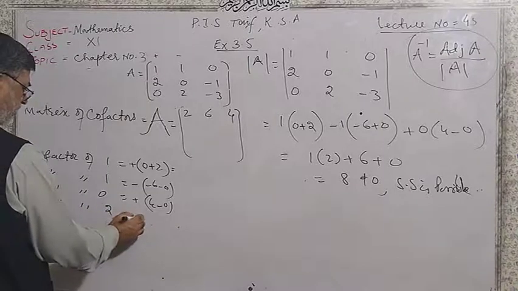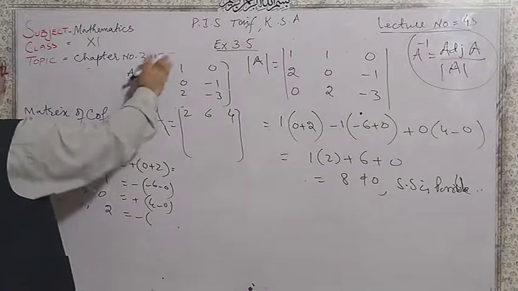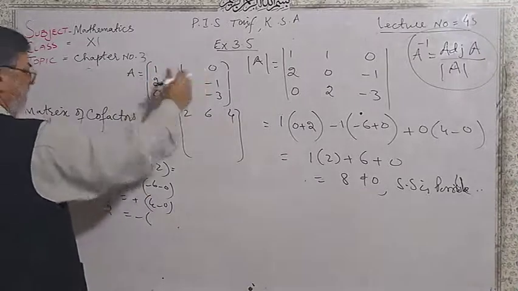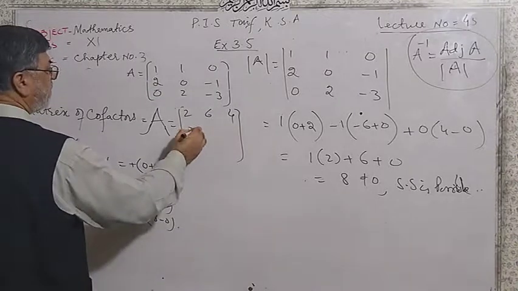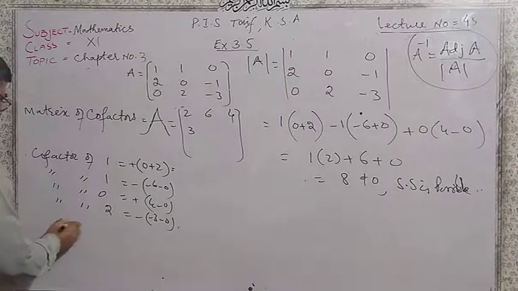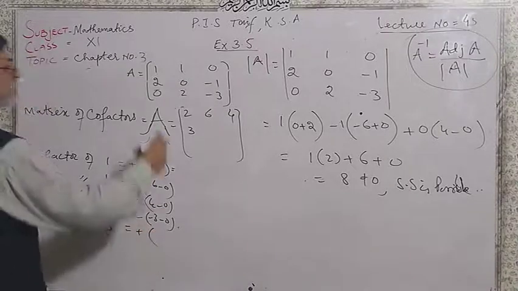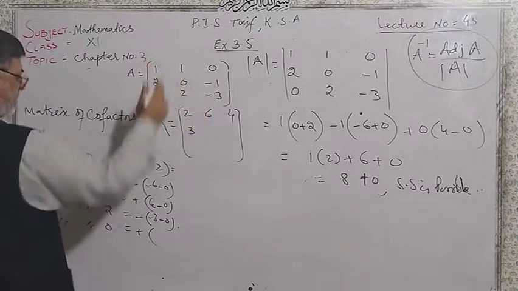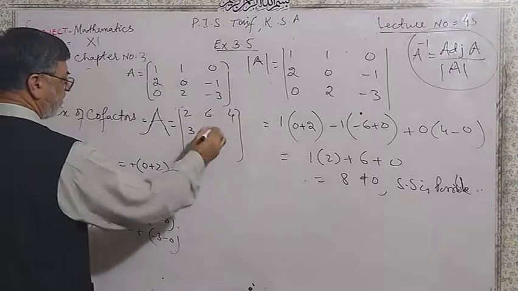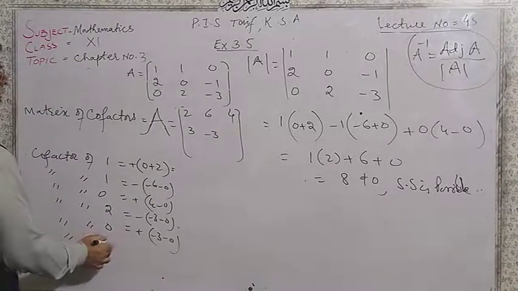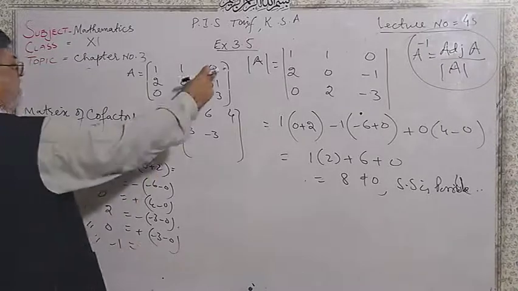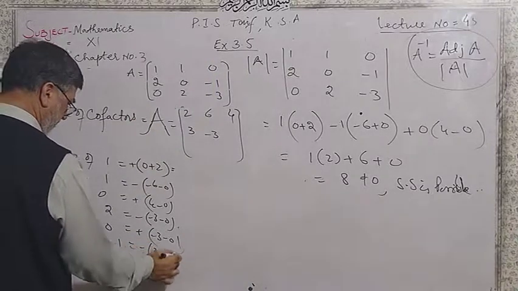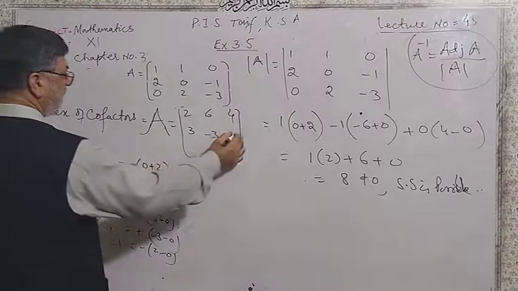Then cofactor of this 2. Here it is plus, minus, plus, minus. Then remove this row and column, AD minus BC. Minus 3 minus 0, that will be 3. Then cofactor of 0, plus, this 0. Remove this column and row, AD minus BC. Minus 3 minus 0, that will be minus 3. Then cofactor of minus 1, this minus 1. Remove this row and column, AD minus BC. 2 minus 0. This is minus outside, that is minus.